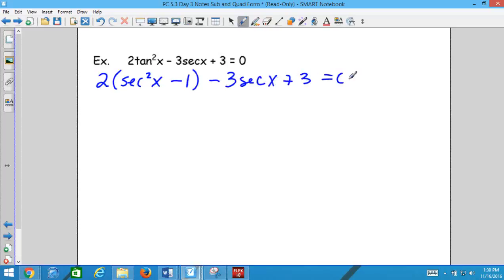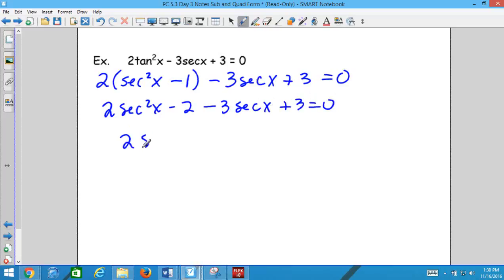If you didn't put the parentheses and distribute that 2 in, then it's not going to work. So 2 secant squared x minus 2 minus 3 secant x plus 3. And then I combine my like terms. So I get 2 secant squared x minus 3 secant x plus 1.